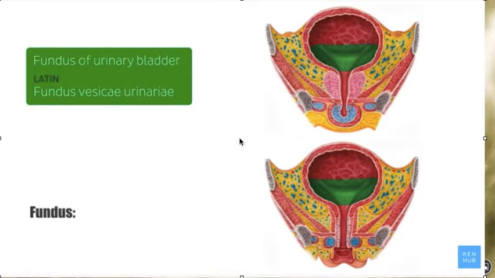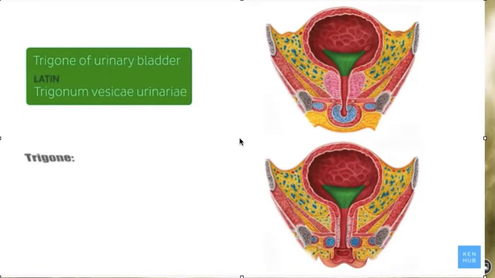The fundus of the bladder is the inferior part of the posterior wall, or the base of the bladder. Again, we're looking at a coronal section, but just imagine the green section pointing out the back of the screen. In males, the fundus is closely related to the anterior wall of the rectum, while in females, the fundus is closely related to the anterior wall of the vagina. And the fundus contains the trigone of the bladder, which we're going to talk about in the next slide.